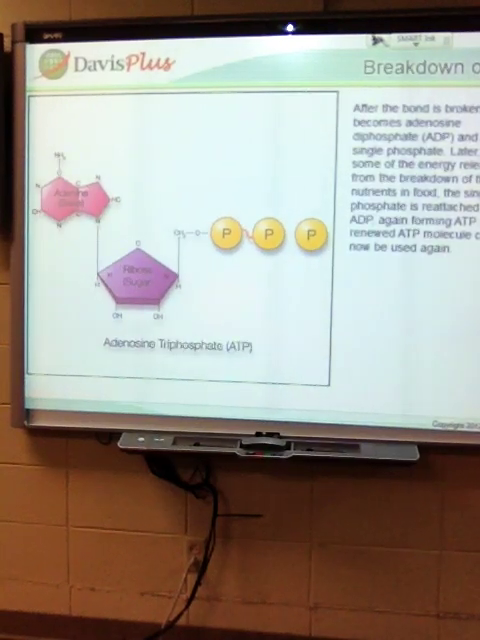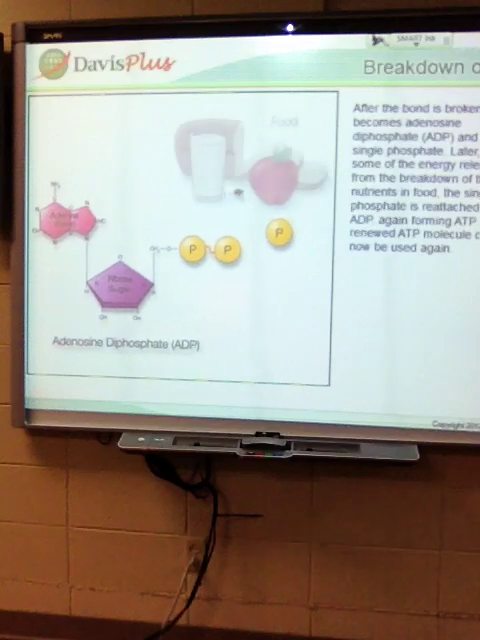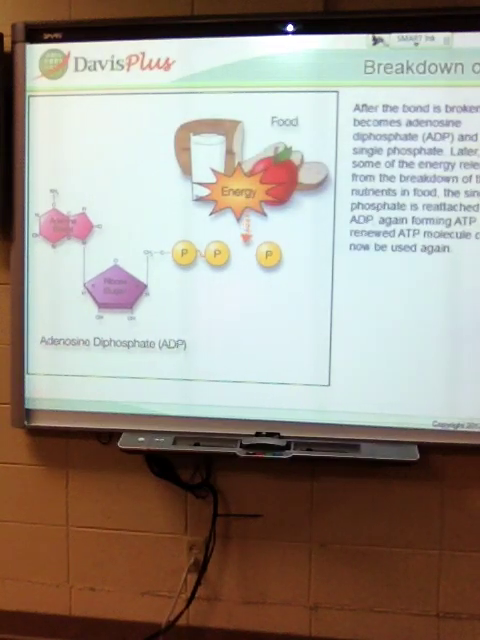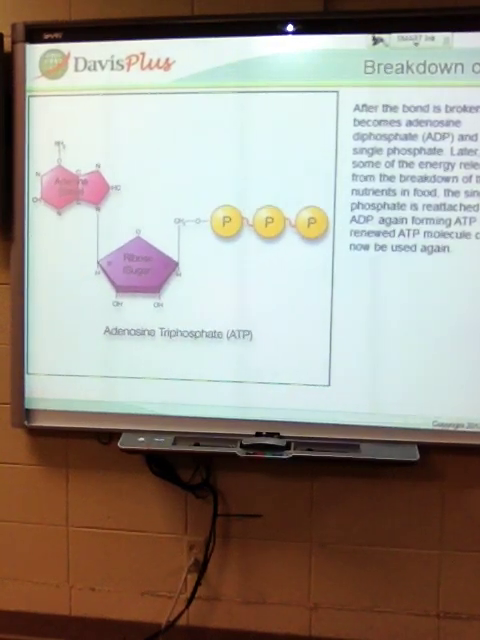After the bond is broken, ATP becomes adenosine diphosphate, ADP, and a single phosphate. Later, using some of the energy released from the breakdown of the nutrients in food, the single phosphate is reattached to the ADP, again forming ATP. The renewed ATP molecule can now be used again.